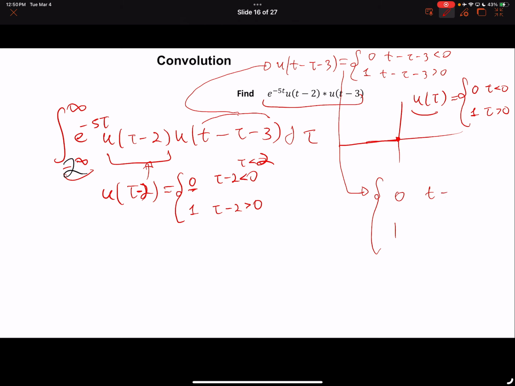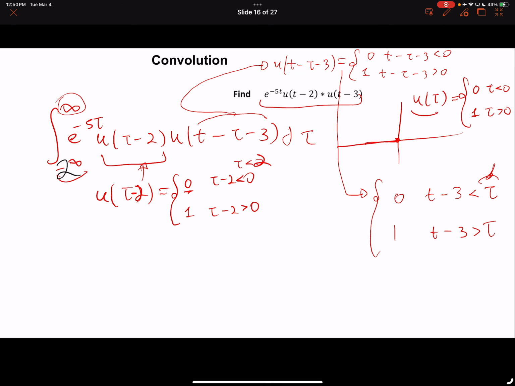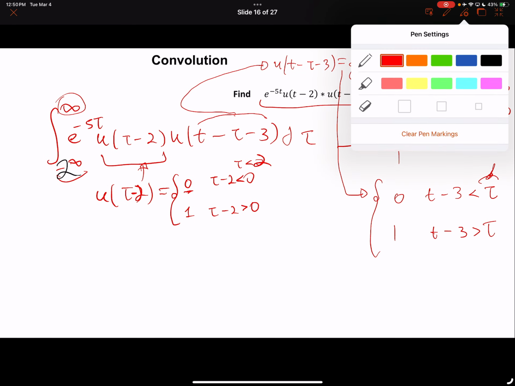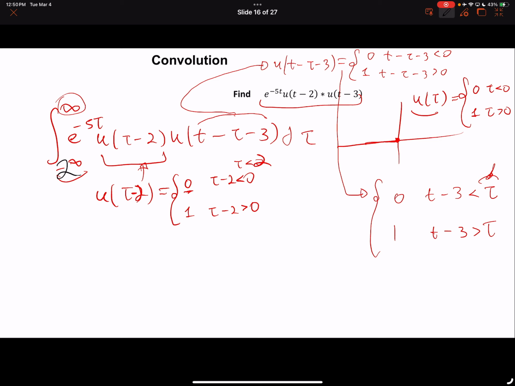I lost my train of thought. t minus 3 less than tau. So I just moved the tau to the other side. Okay, so this basically says that whenever tau is bigger than t minus 3, this thing will be 0. So 0 times anything is going to give us 0. So what should be my upper limit? Yeah, t minus 3.